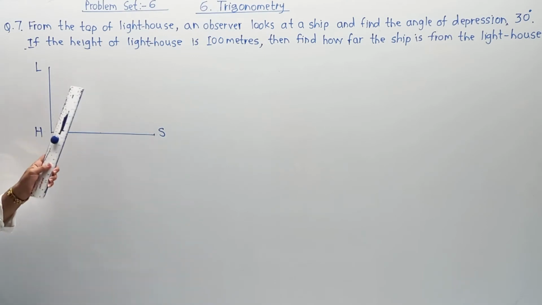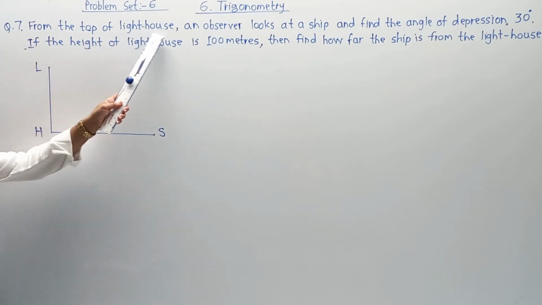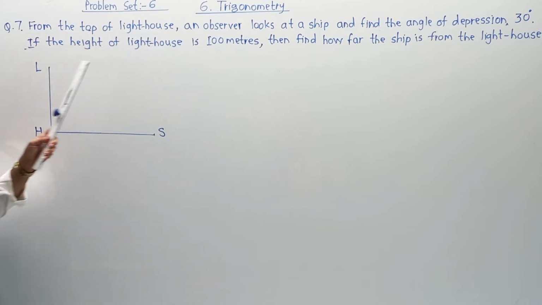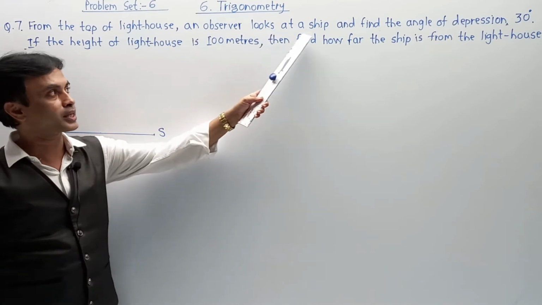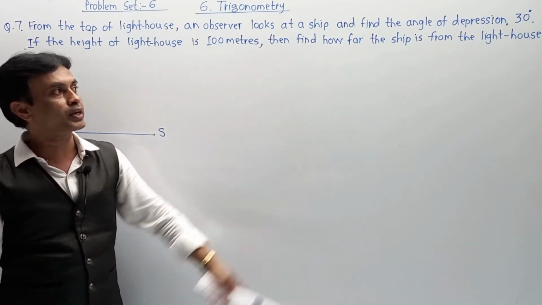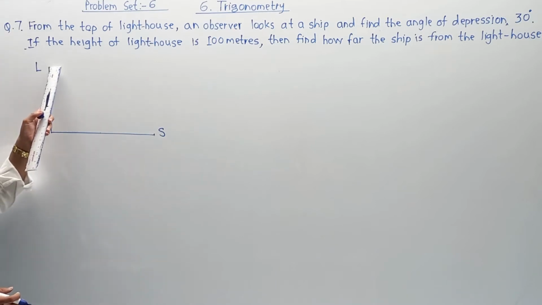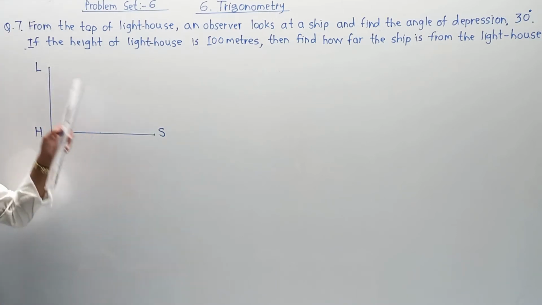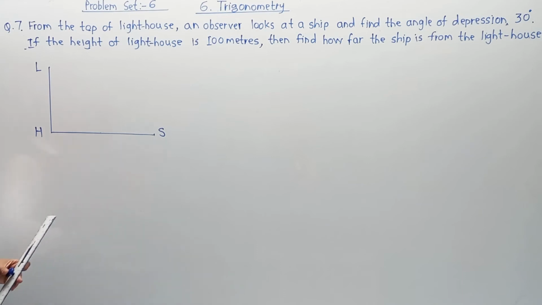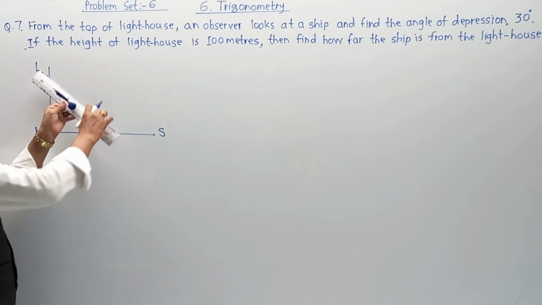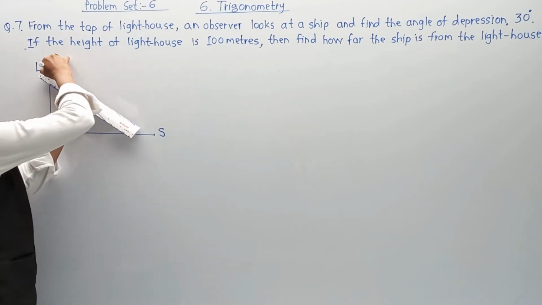So once again from the question, from the top of the lighthouse, an observer looks at a ship and finds the angle of depression to be 30 degree. Means the person is standing at the top, he is going to observe this ship, and the angle of depression is 30 degree. So I am going to draw a part over here.